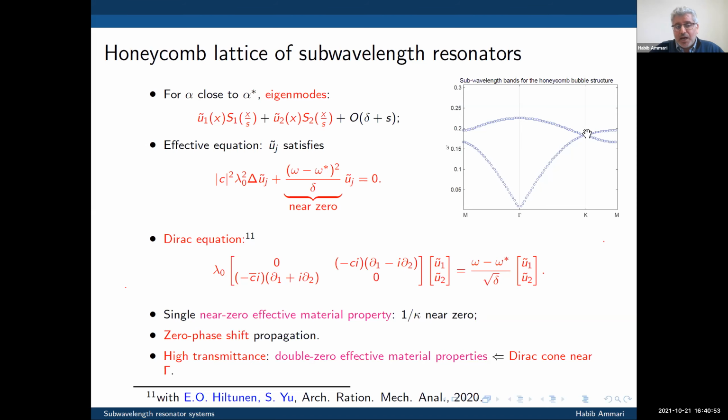If we want to have high transmission, then we need to move this Dirac singularity to the gamma point, to the periodic point, which is what I call the first radiation continuum. Then the coupling will be high enough, and then we will get this zero phase shift. So without modulating the resonators, there is no way to do this.